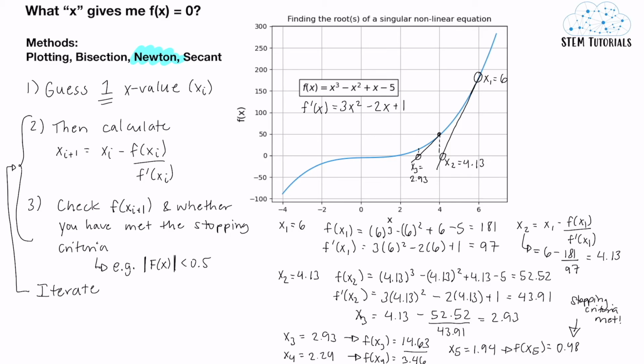What you'll see is we then iterated for x4 and saw that our f of x4 equaled 3.46. Comparing it to our stopping criteria, this value was not less than 0.5. So we moved on to calculating our x5, and here we saw that our f of x5 equaled 0.48. And this value is indeed less than our 0.5, so our stopping criteria was met. Then we can officially say that our 0 is located at x equals 1.94, with the f of x being quite close to 0.